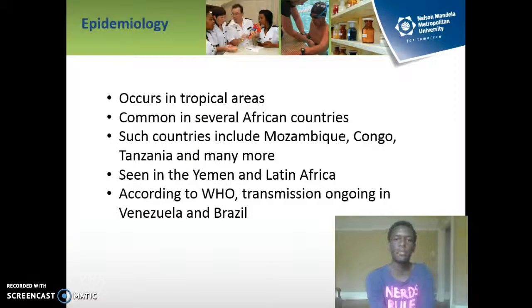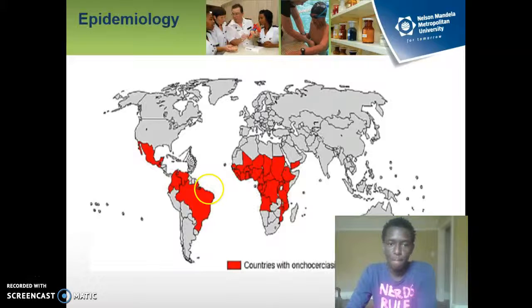Epidemiology, as I say, it's seen in African countries and Yemen in the Middle East and also in Latin America. According to the World Health Organization, transmission is still going on in Venezuela and Brazil. This is just the worldwide map of the distribution of Onchocerca.